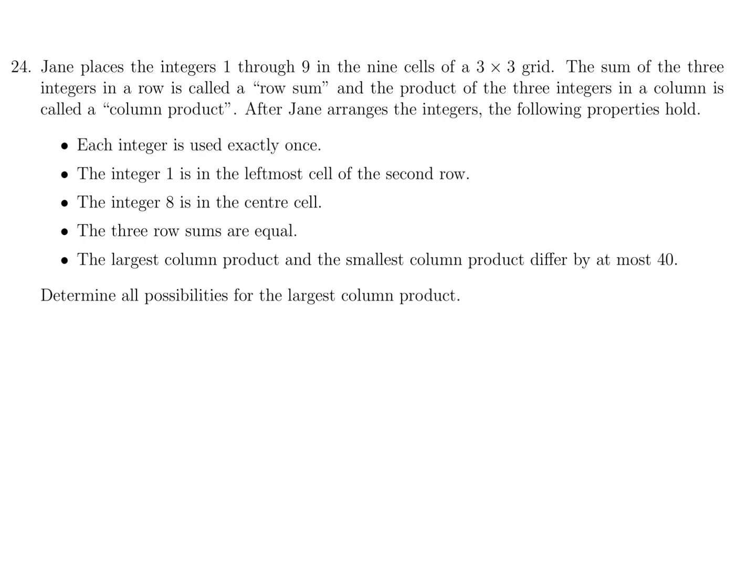Jane places the integers 1 through 9 in the 9 cells of the 3 by 3 grid. The sum of the 3 integers in a row are called a row sum, and the product of the 3 integers in a column is called a column product. After Jane arranges the integers, the following properties hold. Each integer is used only once. The integer 1 is in the leftmost cell of the second row. Integer 8 is in the center. The 3 row sums are equal. And the largest column product and the smallest column product differ by at most 40. Determine all possible values for the largest column product.